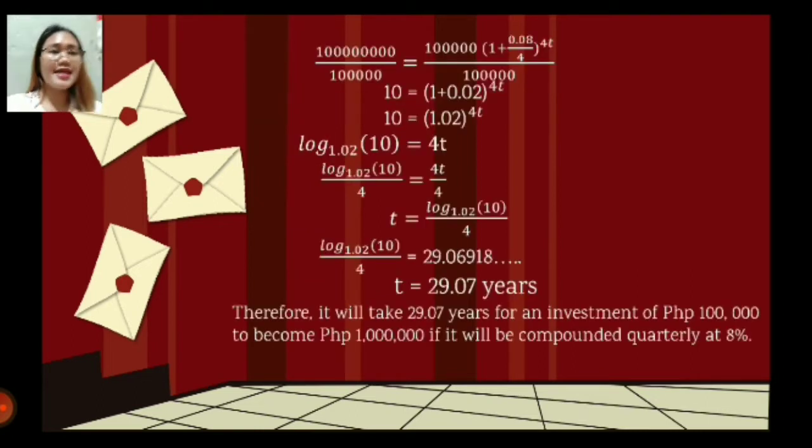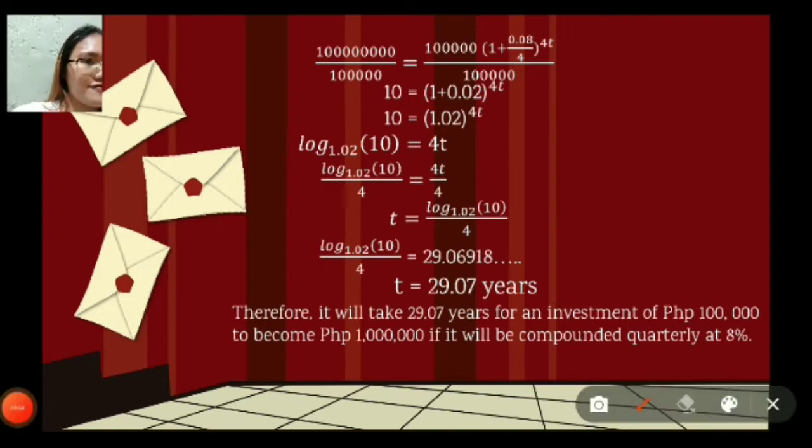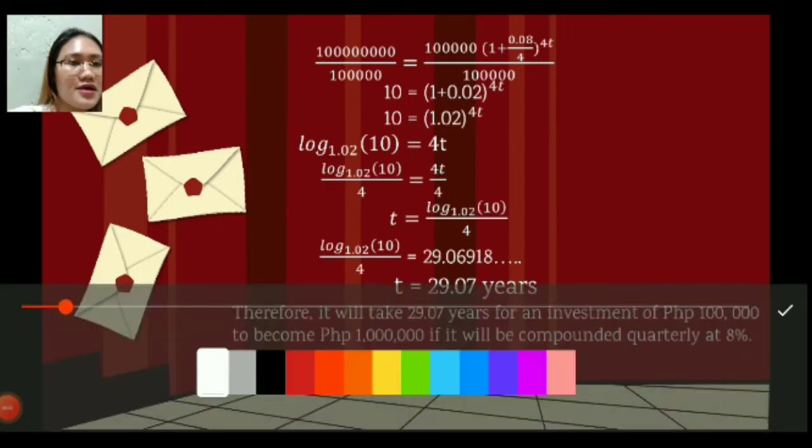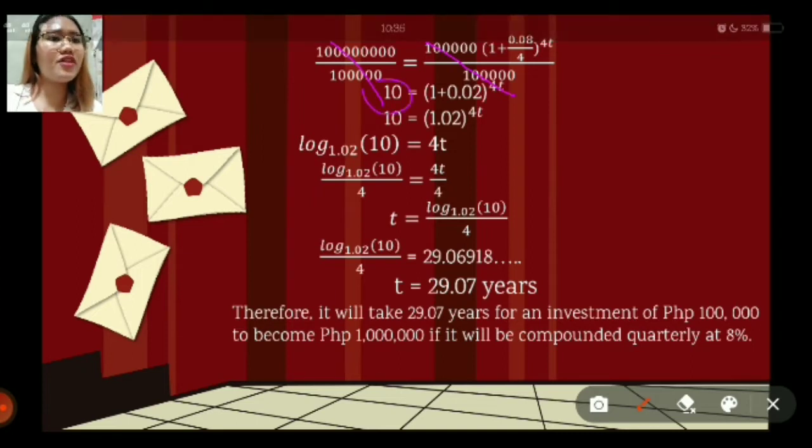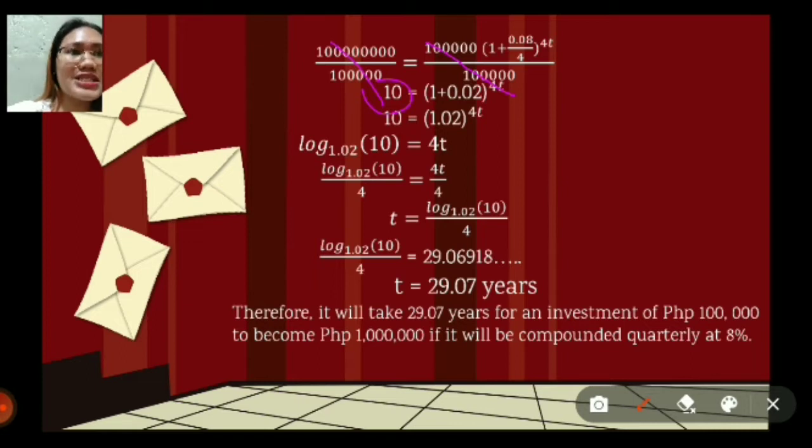Okay, next thing is let's have another color so that we can see it. After substituting our given terms into our formula, to remove this term, we divide both sides by 100,000. So, this one becomes 10. And then, this one on the right side, since we removed it, what remains is 1 plus 0.02.